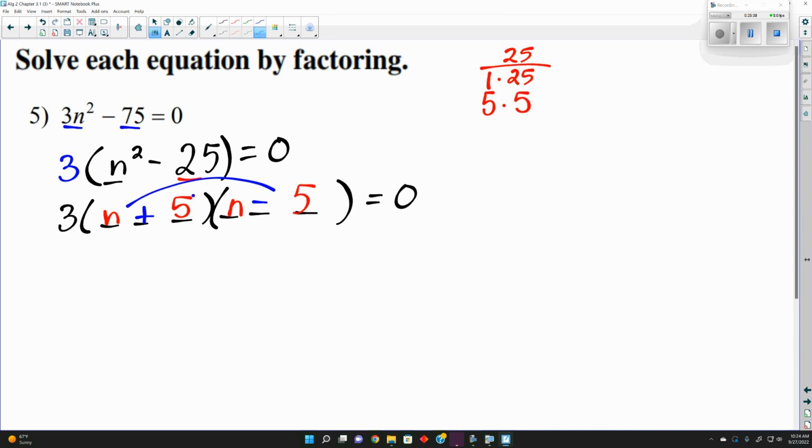And if we check this here, n times negative 5 is negative 5n. 5 times positive n is plus 5n. And what's negative 5n plus 5n? 0. So these are our correct factors. N plus 5 and n minus 5. More specifically, we call this setup, n squared minus 25, a difference of perfect squares.